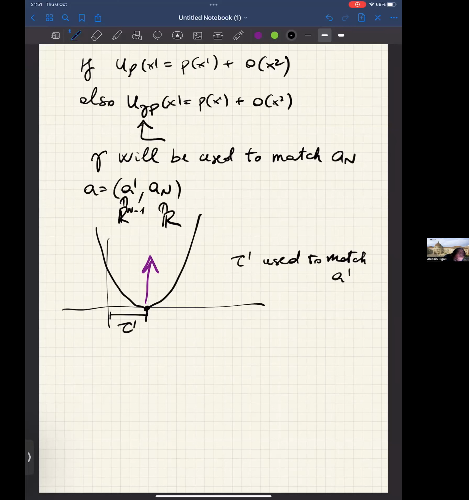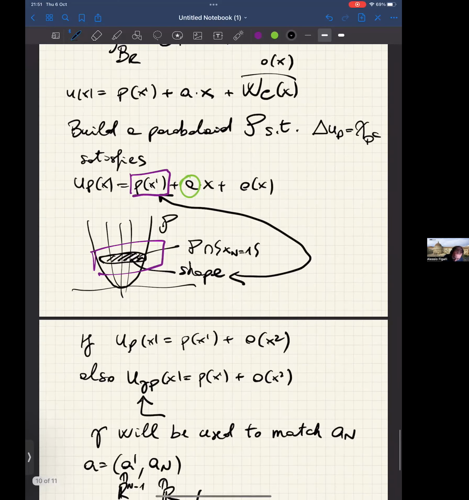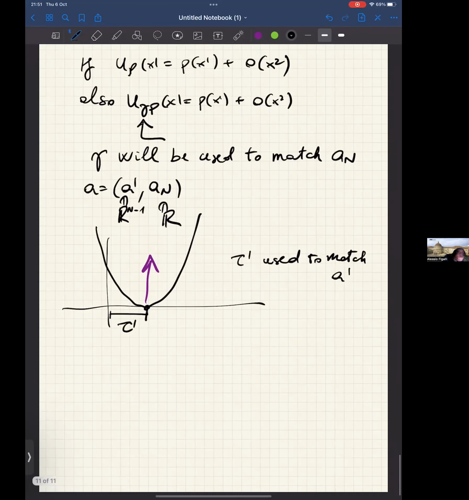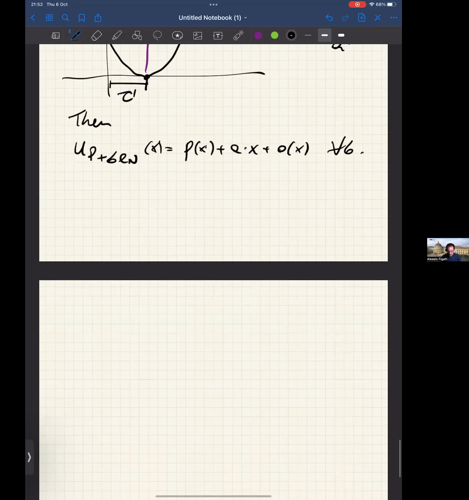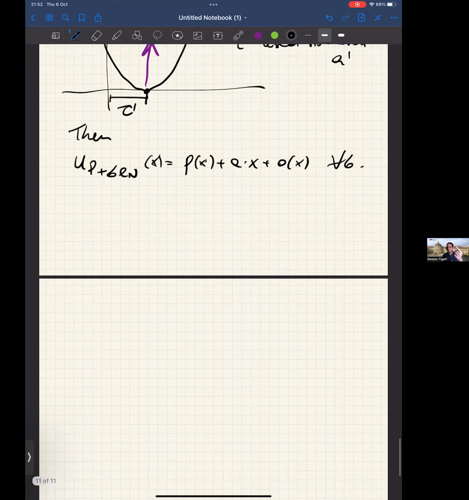So what I'm saying is that once I construct my paraboloid P, then u of P plus sigma e_n, so if I translate the paraboloid in the e_n direction, of x will be equal to p of x prime plus A dot x plus little o of x for every sigma. So in fact, I have a one parameter family of paraboloids that match my solution. And now what I would like to say is that there exists one sigma for which this solution is equal to my solution. And then I'm done, because I will prove that my solution has a contact set which is a paraboloid, which is what I wanted.